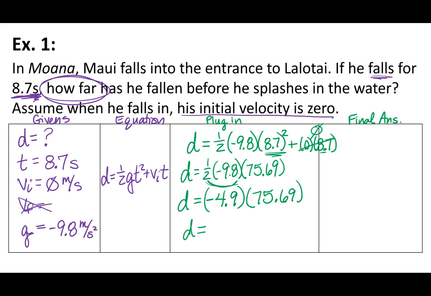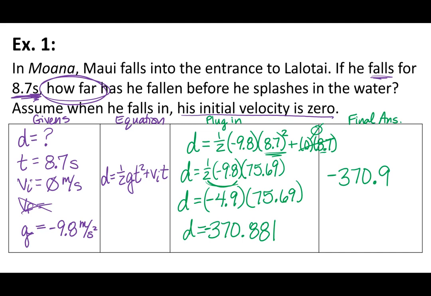So if I now multiply the negative 4.9 with the 75.69, I get a final number of 370.881. Now notice we're looking for D, and this equation happens to be D equals. So we did not have to do any algebra here in terms of moving things over. We just kept doing the math and we got a number. So our final answer here, oh, that's a negative, is negative 370. And honestly, I would round to 0.9.